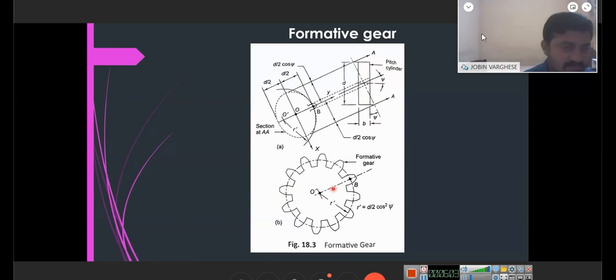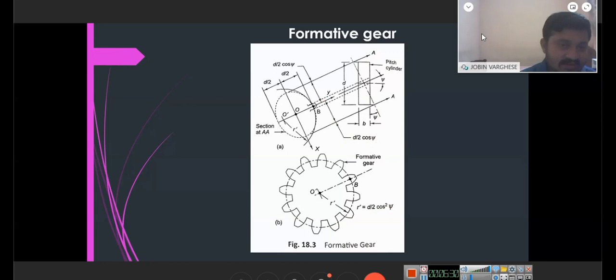Most of the design procedures are the same as those of the spur gear, except there is an angle, psi, that makes the difference. You can see that r dash is equal to d by 2 cos square psi. In the case of a circle, it would be d by 2, but however, there is a cos square psi that comes here. So there is always a cos psi that comes as a factor in the case of a helical gear.